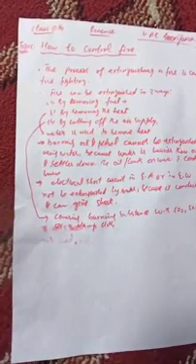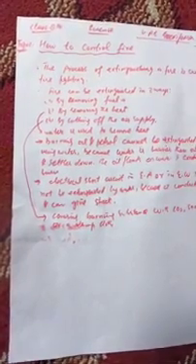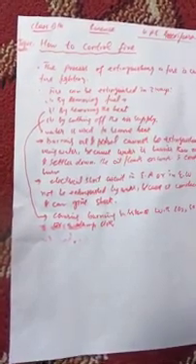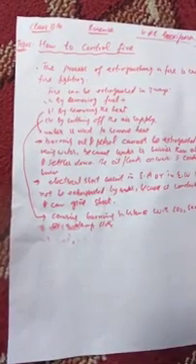A small fire can be extinguished by throwing sand or soil over it. When sand is thrown over burning kerosene oil, the sand covers it like a blanket. The sand cuts off the air supply to the kerosene oil, due to which the fire gets extinguished.